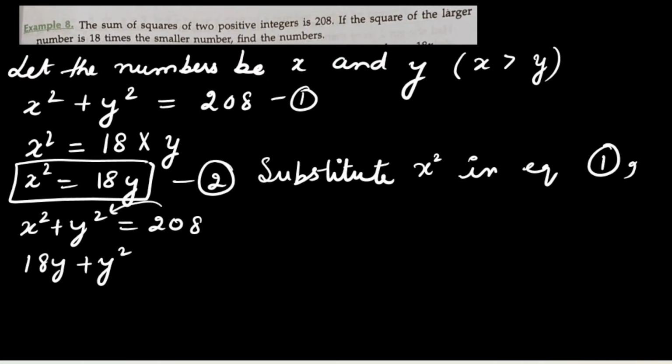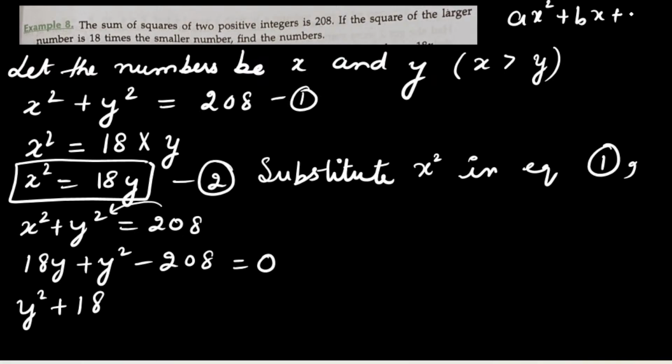So this 208 let's shift to the other side, because all the terms should be on this side. So it is minus 208, equals 0. So I just rearrange it according to the standard form, which is ax square plus bx plus c equals 0. So y square plus 18y minus 208 is equal to 0. Yes, this is the required quadratic equation, y square plus 18y minus 208.